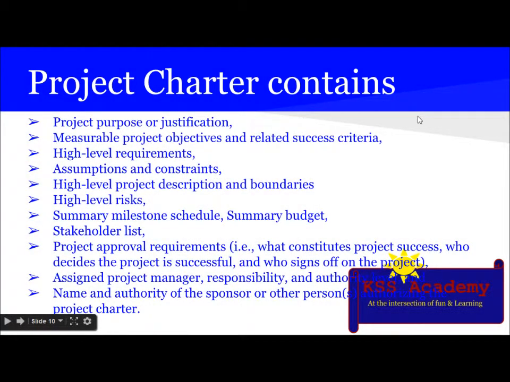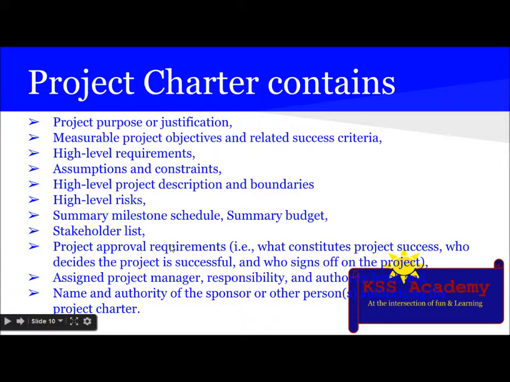What does project charter contains? Project charter contains project purpose or justification, measurable project objectives. This is very important. Measurable project objectives and related success criteria. High level requirement, assumption and constraint, high level project description and boundaries, high level risk, summary milestone and summary budget, stakeholder list. So remember everything high level and everything in summary. High level project description and boundaries, high level risk, summary milestone, schedule and summary budget.